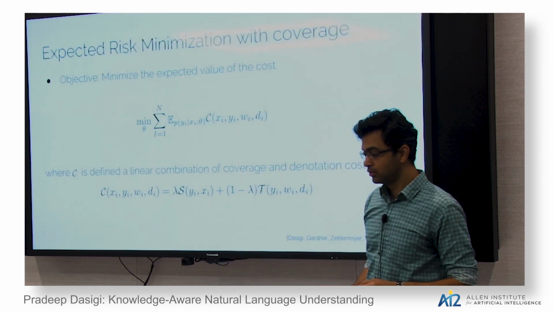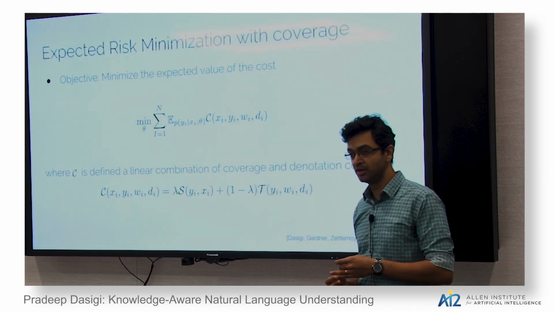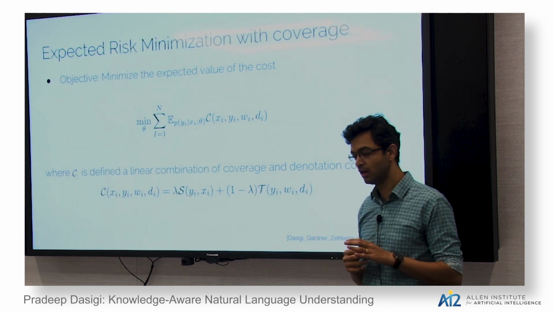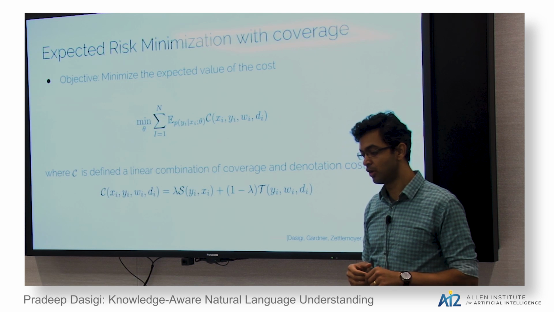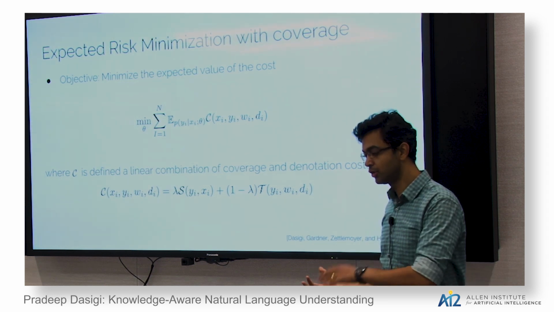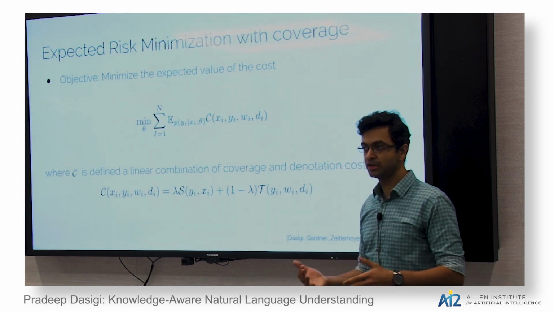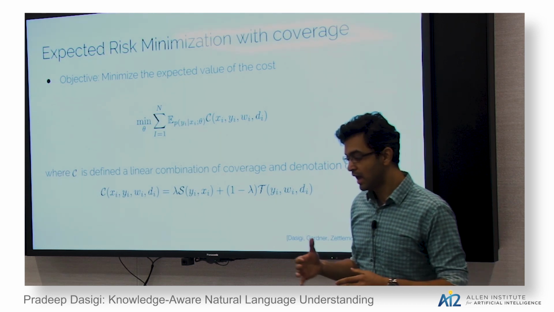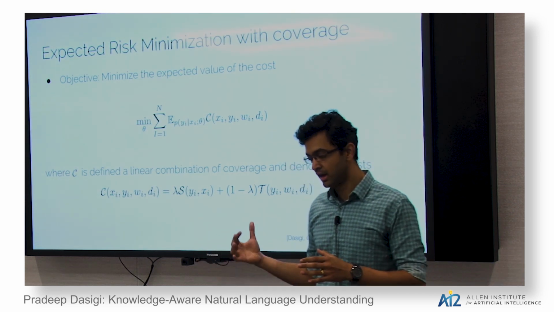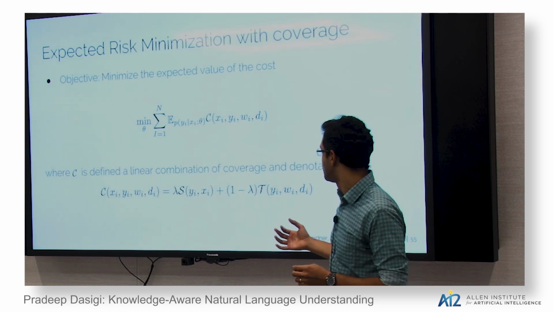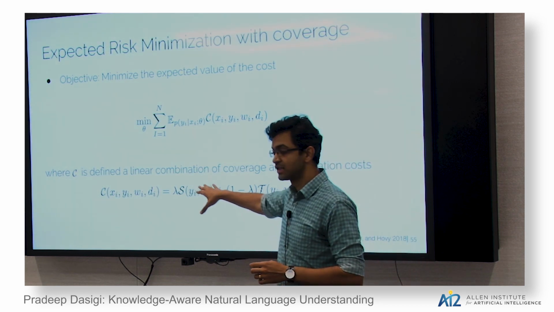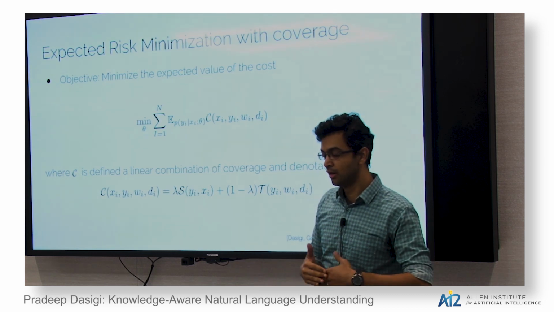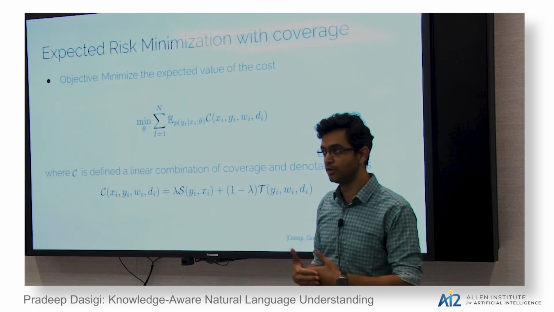All right. So going back to the expected risk minimization objective, we now define the cost function as a linear combination of the coverage cost and the denotation cost. What I mean by the denotation cost is whether the given logical form evaluates to the correct answer or not. When we have the cost defined like this, we have some sort of a bias coming from the coverage as well, and that ensures that the logical form is relevant to that given utterance.